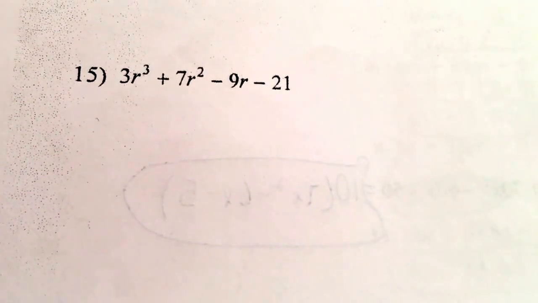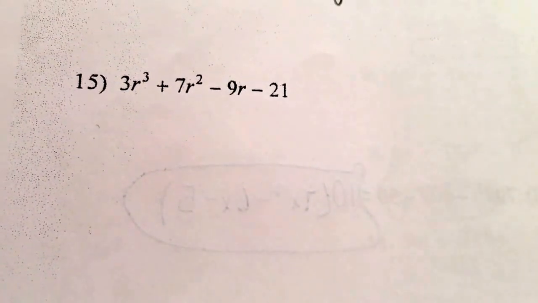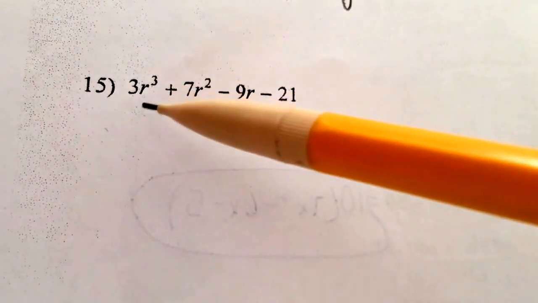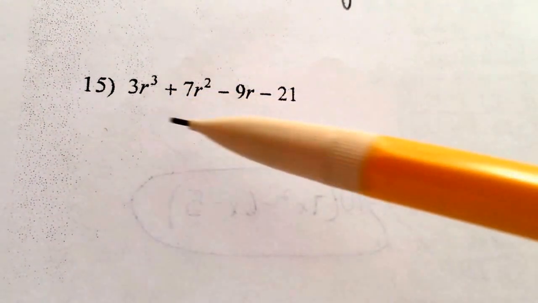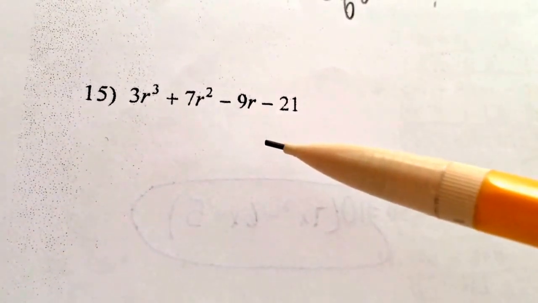Hello and welcome to this video about factoring by grouping. Right here, I'm going to use this example. We have 3r to the third plus 7r to the second minus 9r minus 21.